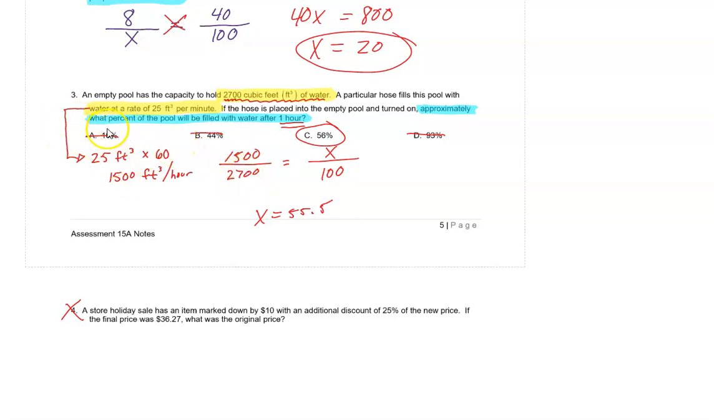So it can't be A, that's too small. Can't be D, 93, that's almost the whole thing. It may be 44 or 56, it could come down to those. But again, I just said 1,500 is more than half of 2,700. So that's another way you can approach some of these problems if you're good with percentages and taking a step back and looking at the whole picture there.